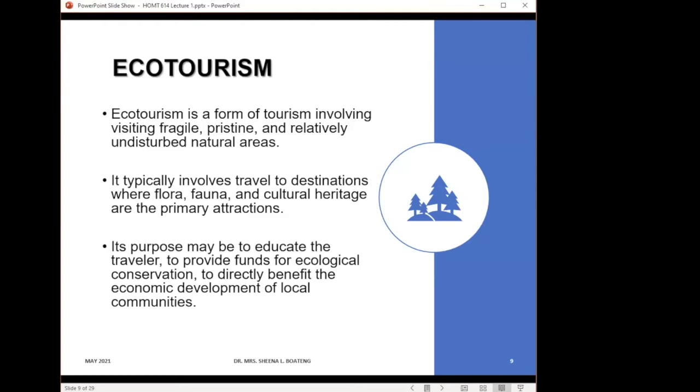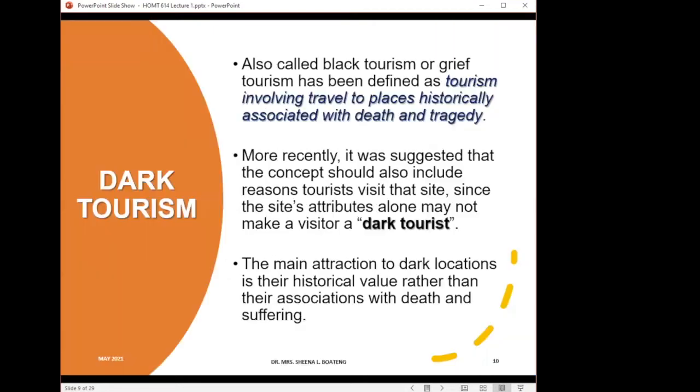So ecotourism is another kind of tourism that is slowly gaining popularity, especially in Ghana. Then we can also talk about dark tourism, which was very popular pre-COVID, and I'm sure will still be popular after COVID. So dark tourism, also called black tourism or grief tourism, is defined as tourism that involves traveling to places that are historically associated with death and tragedy.